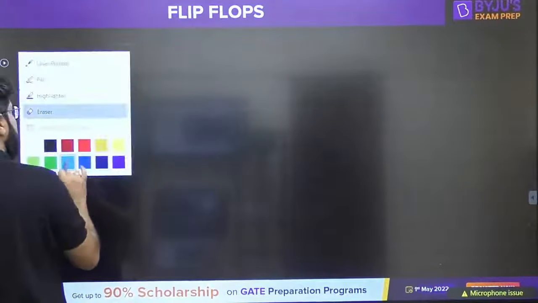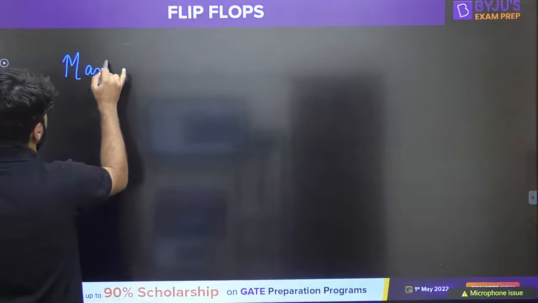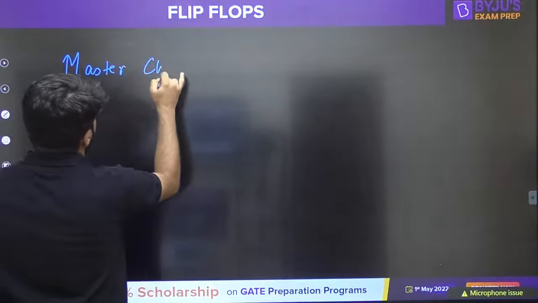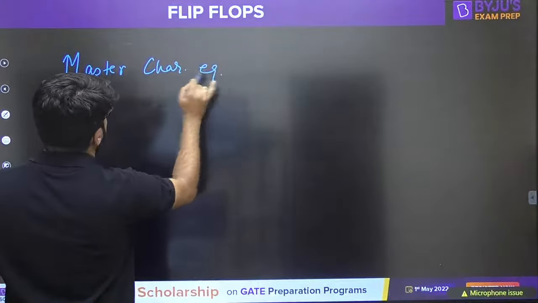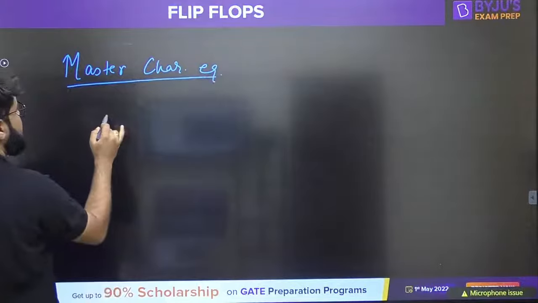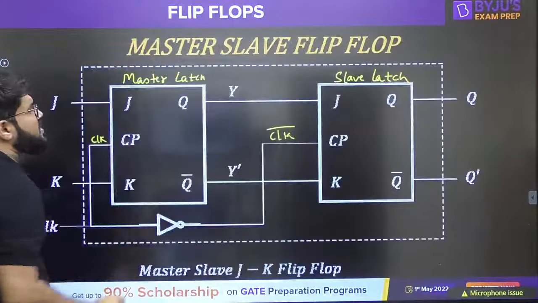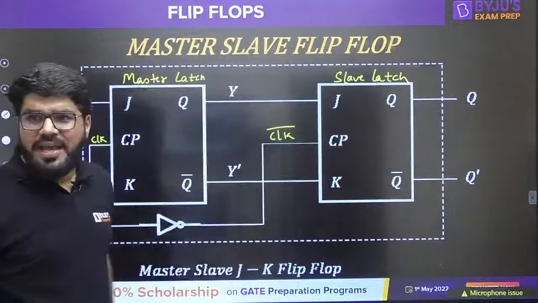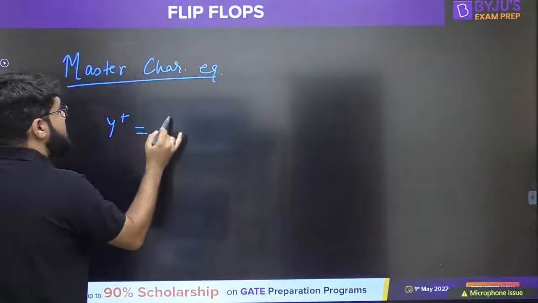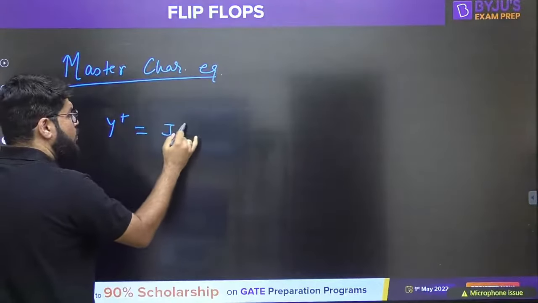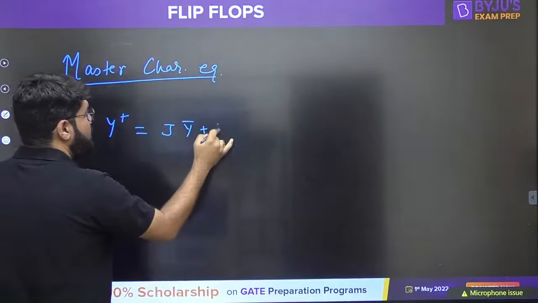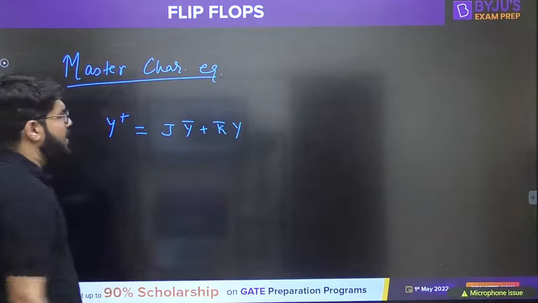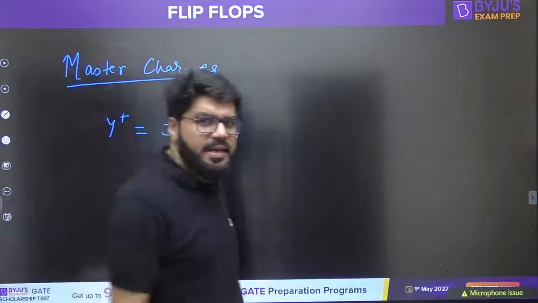What is the master characteristic equation? The output of the master is Y, so the next state will be Y plus. Remember the formula, J Q bar plus K bar Q. That means Y plus is equal to J Y bar plus K bar Y. That is the master characteristic equation.